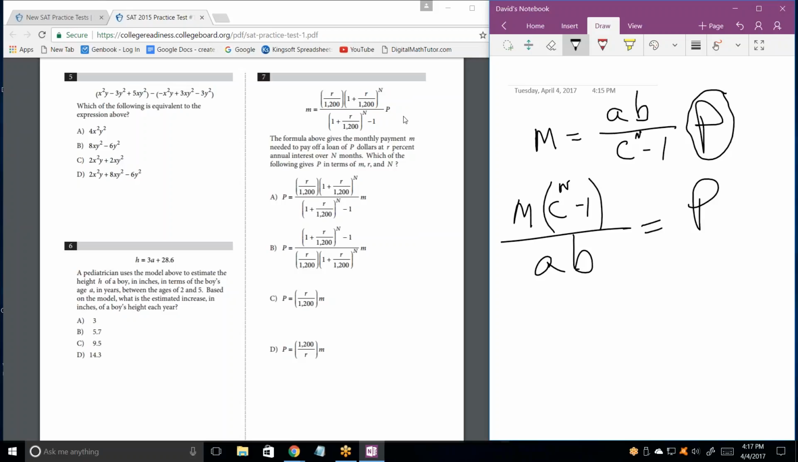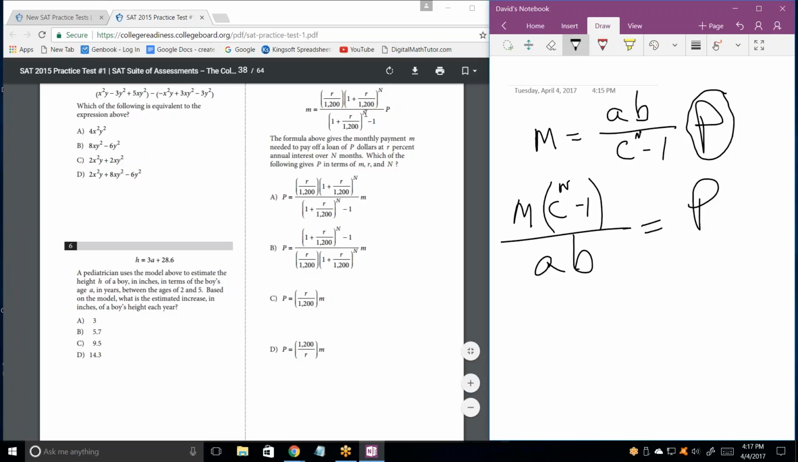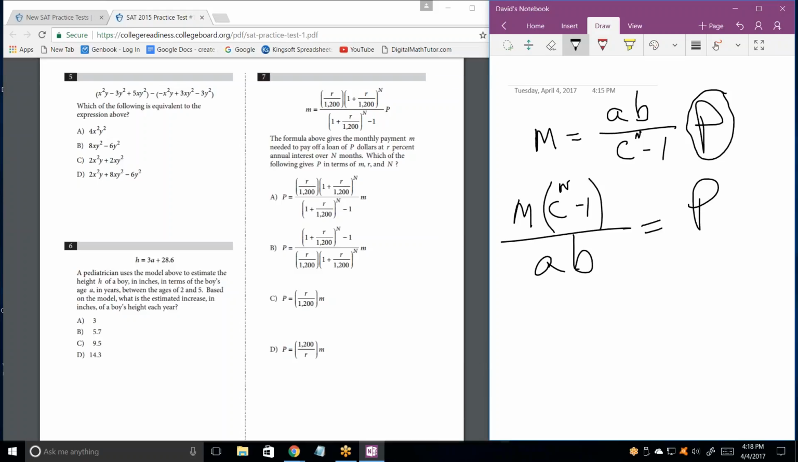This is one of those problems where I'm sure a lot of people dive into the algebra here and try to multiply these two together and find a common denominator. You could spend 30 minutes on this problem trying to do that. But in reality, you just got to rearrange it. It's a simple algebra problem.